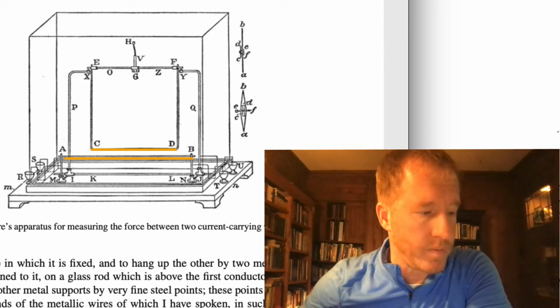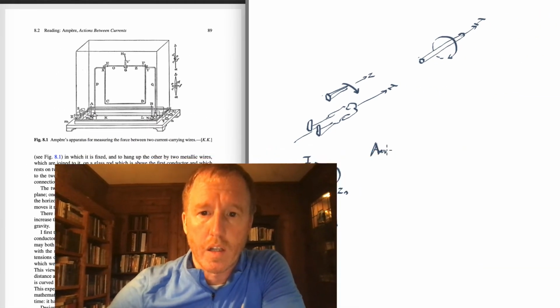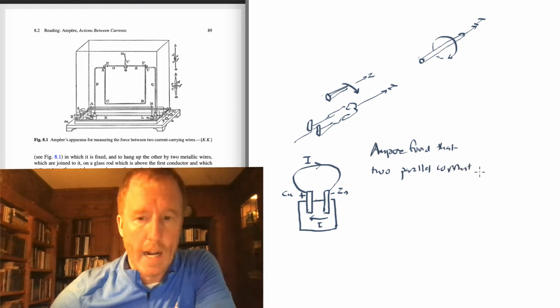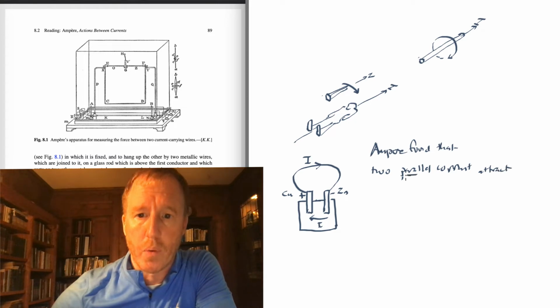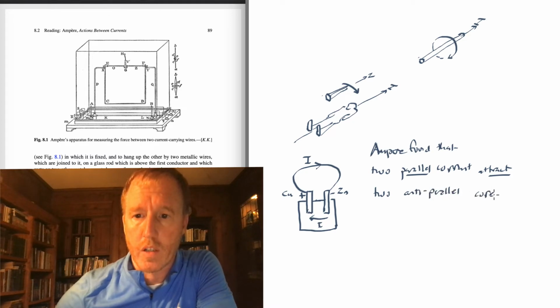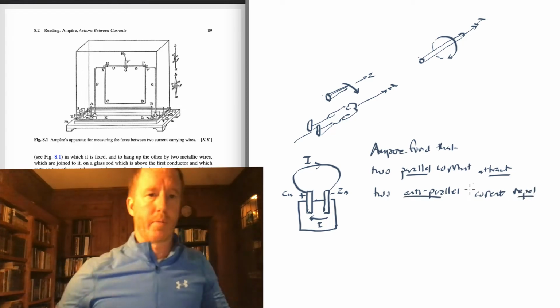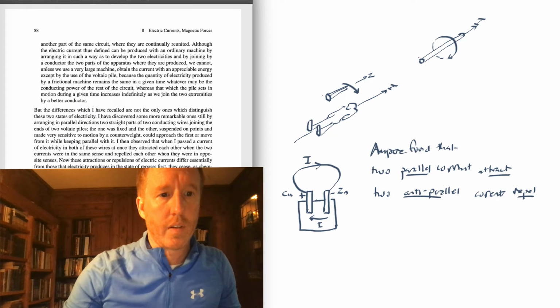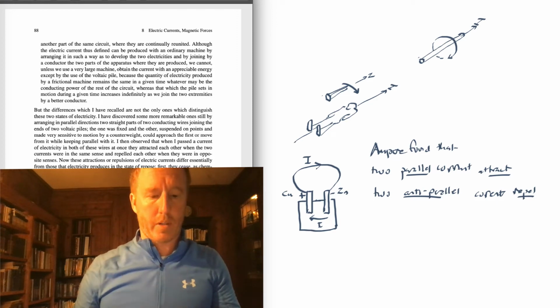So let's just write that down. He finds that two parallel currents attract one another. So parallel currents attract one another, and two anti-parallel currents repel one another. And this is exactly what we are going to be doing in lab this week. On the previous page, page 87, he mentions some of the important experimental observations.